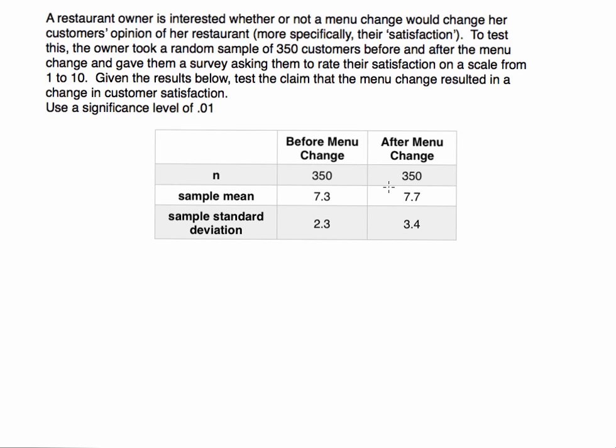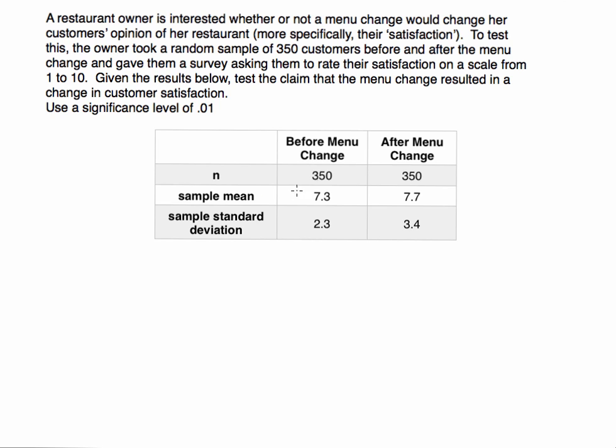We have the results below, and we want to test the claim that the menu change resulted in a change in customer satisfaction. We can think of that as there being a difference between the mean satisfaction scores. So in this example, similar to when we calculated a p-value for two sample proportions, we want to make sure to label what we know.